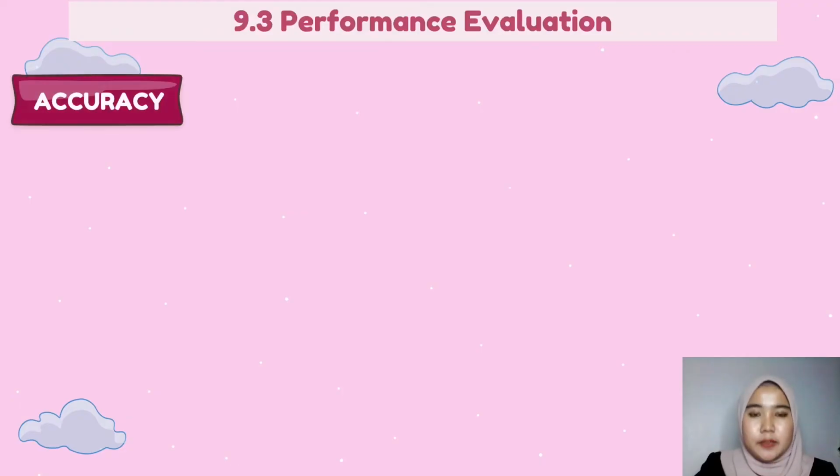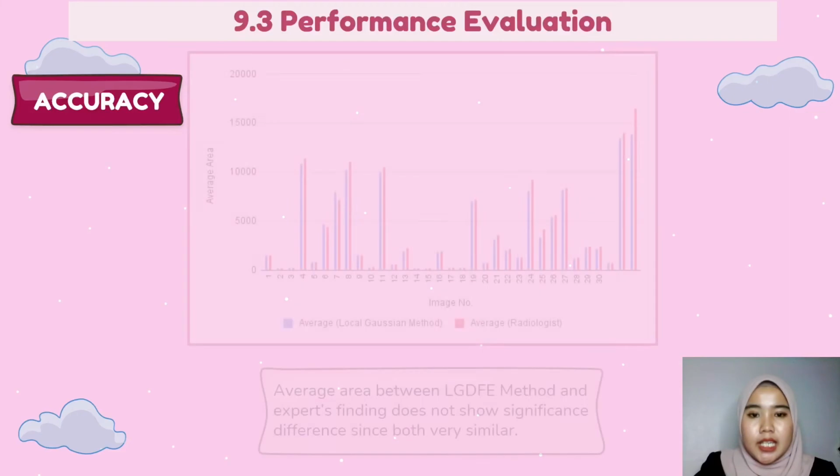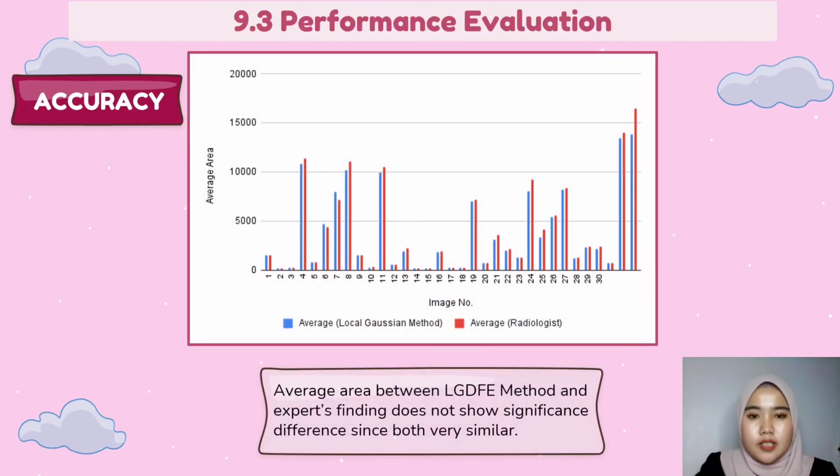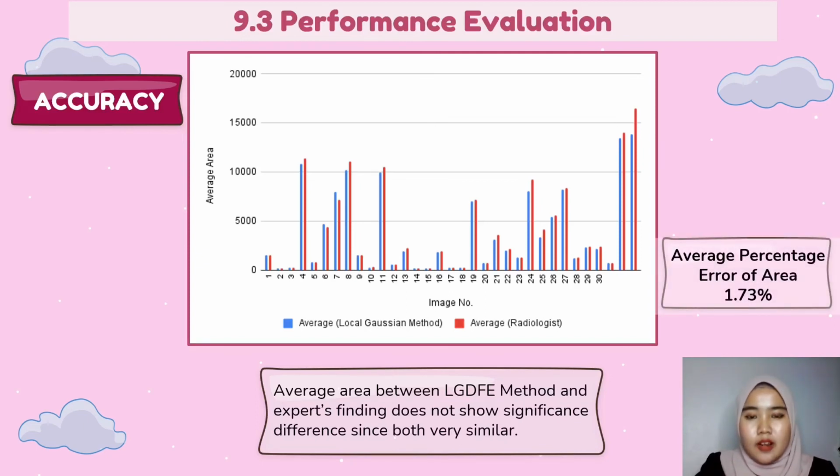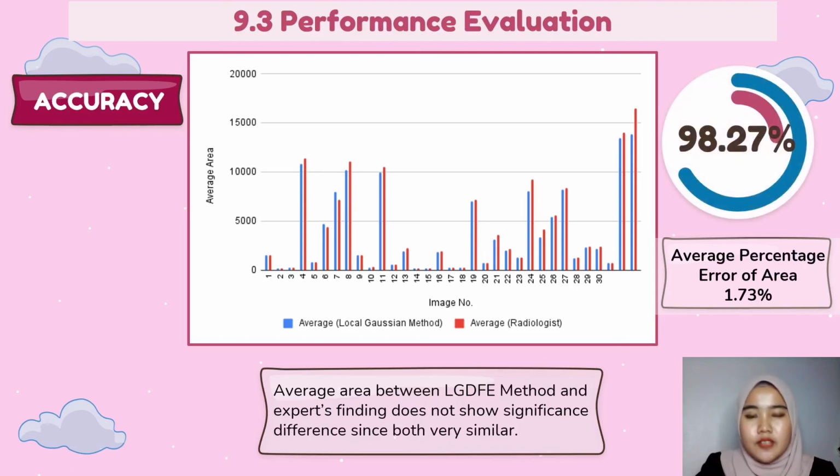Next is the result of the performance evaluation. This is the histogram of convergence of average area between the LGDFE method and expert findings. From this, we can conclude that the average areas do not show a significant difference, since both are very similar. The average percentage error of area of the LGDFE method is only 1.73%. This gives an accuracy of segmentation of 98.27%.